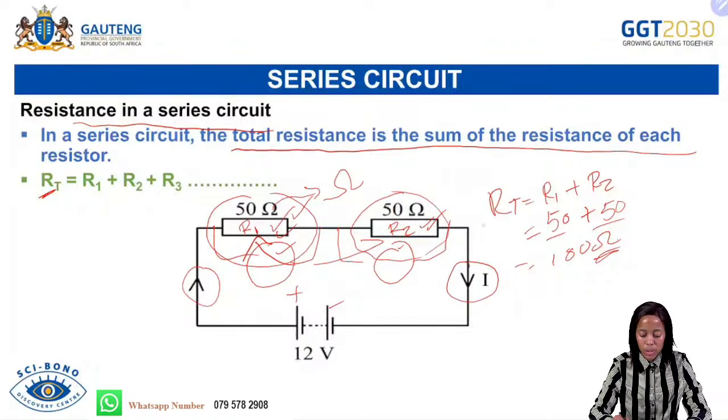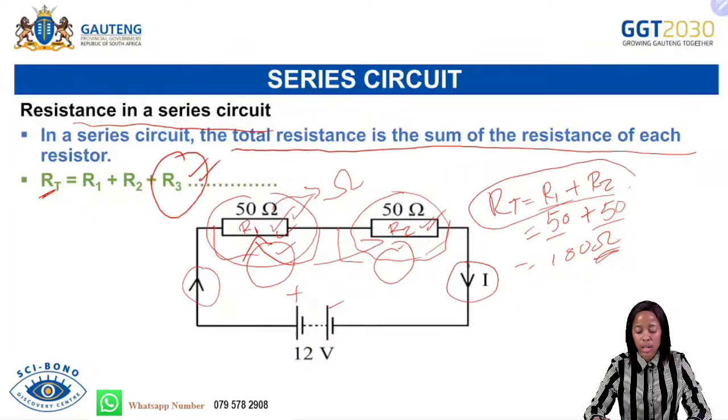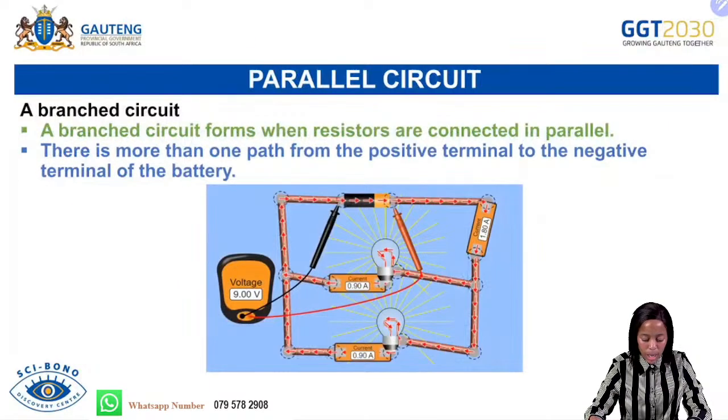Like on this one, we said that we only have R1 and R2. That is why we are not going to include R3. But if you have R3, then you are going to continue and add plus R3 there. Okay.